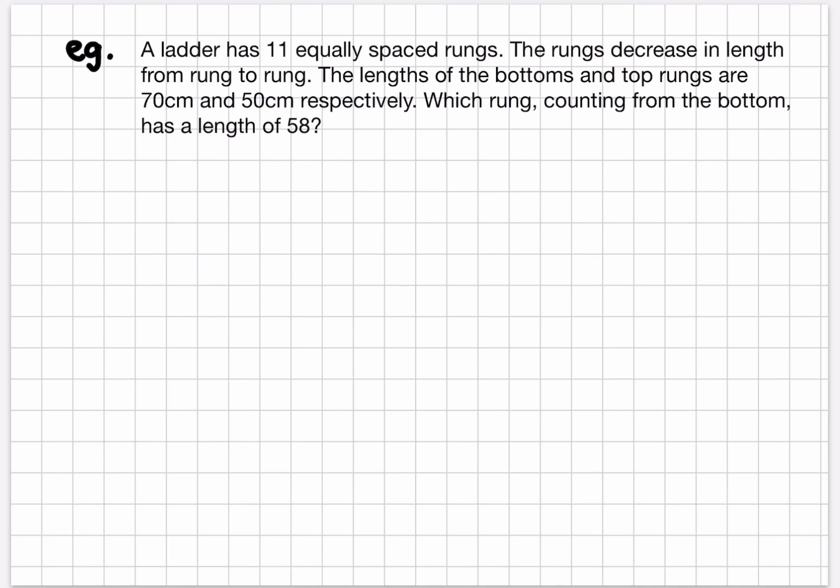Okay, so here's a word problem we can solve. A ladder has 11 equally spaced rungs. The rungs decrease in length from rung to rung. The lengths of the bottom and top rungs are 70 centimeters and 50 centimeters respectively. Which rung, counting from the bottom, has a length of 58?